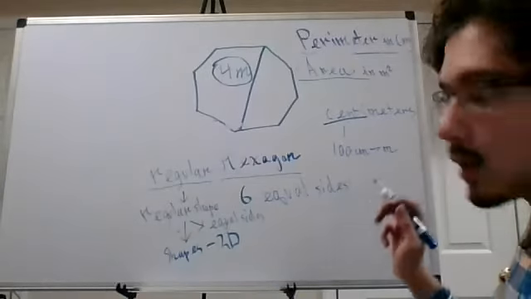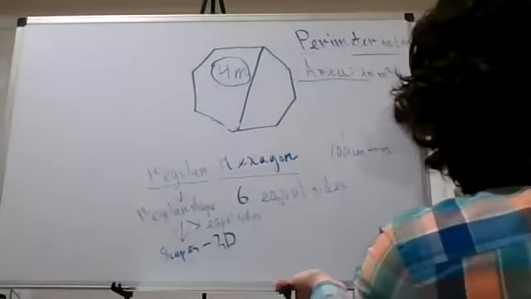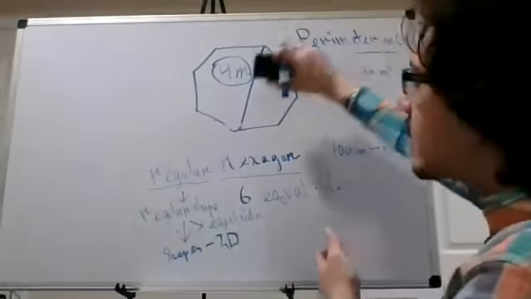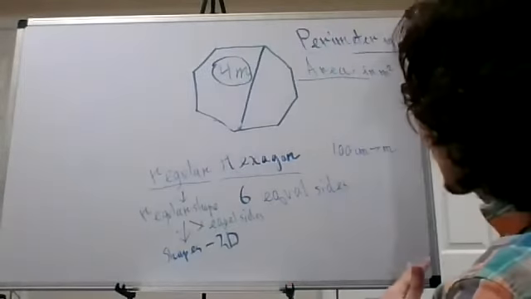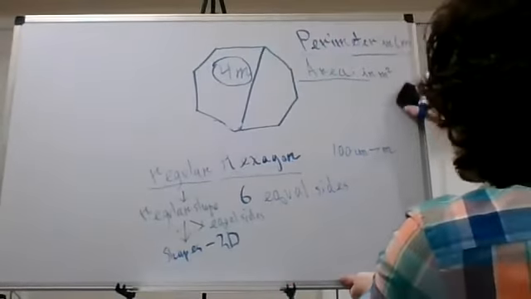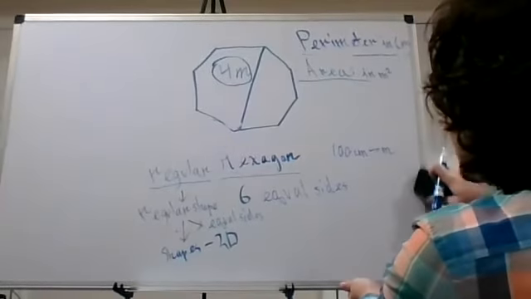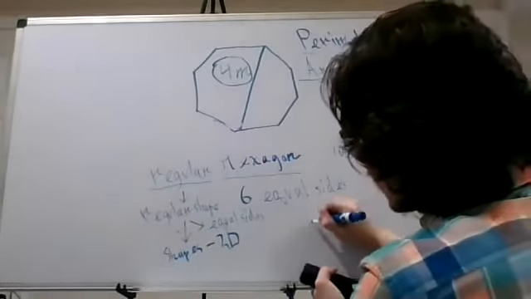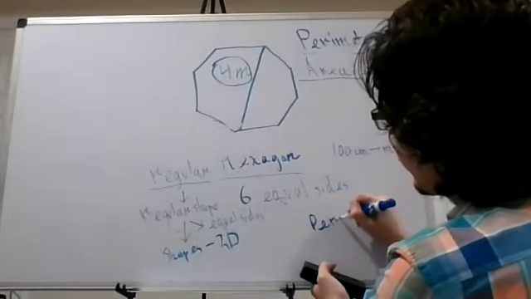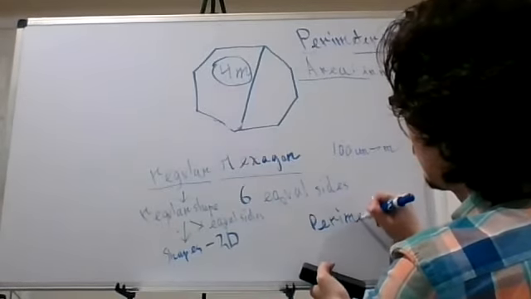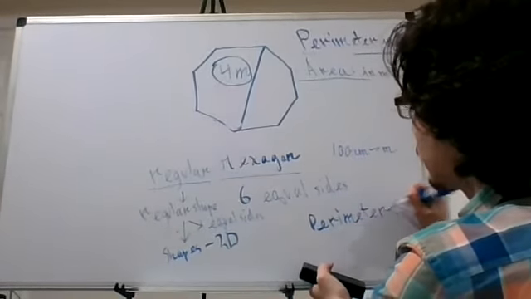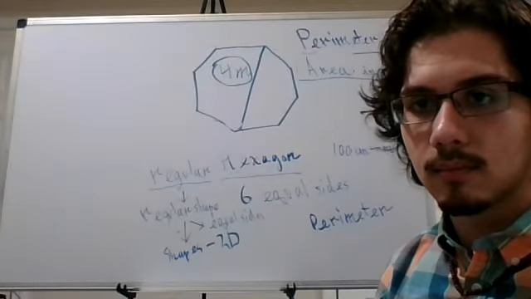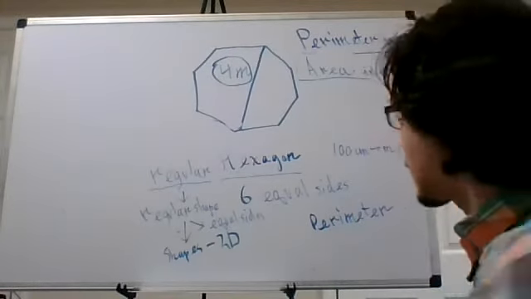All right. So we know what our shape is, and we saw what the problem is, and we made sure we know what our units are. We have to then look at what the problem is asking for. The problem is asking for perimeter. Can somebody tell me what a perimeter is? The distance around the shape. Yes.